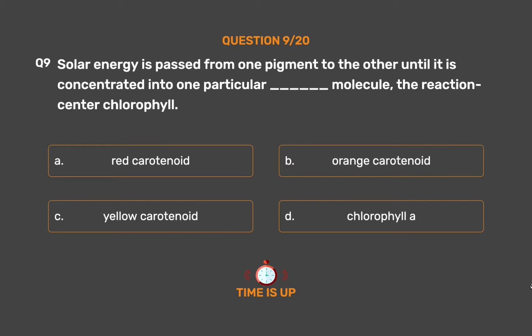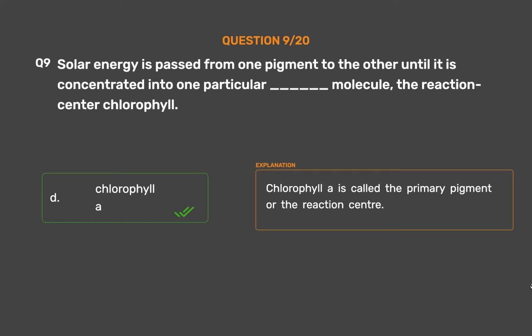The correct answer is option D. Chlorophyll A. Chlorophyll A is called the primary pigment or the reaction center.